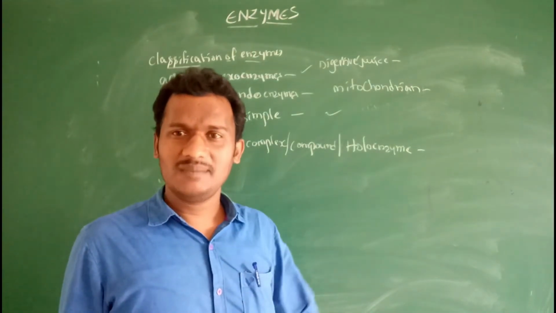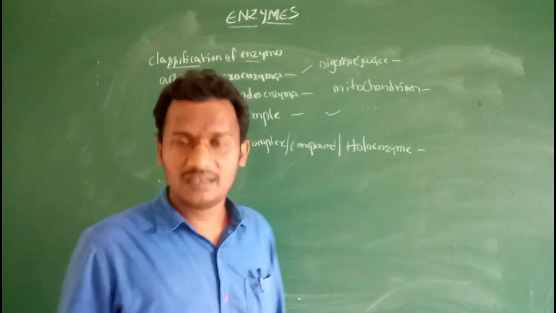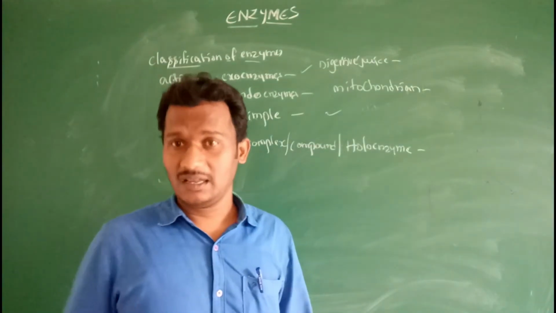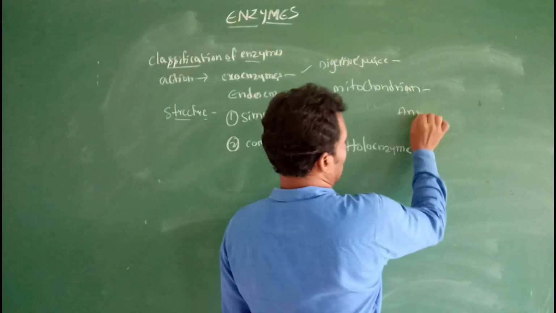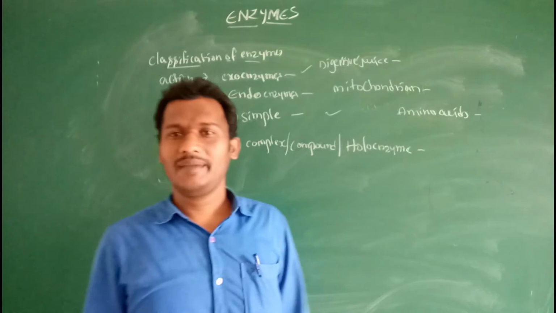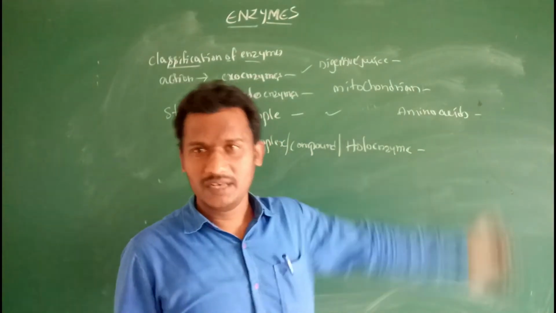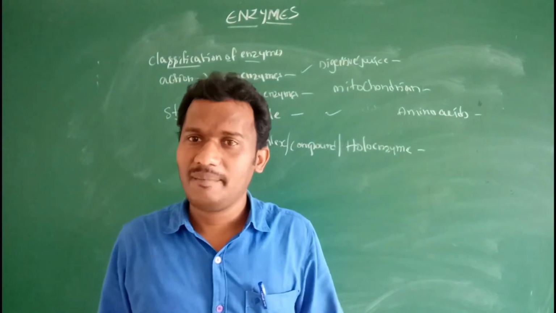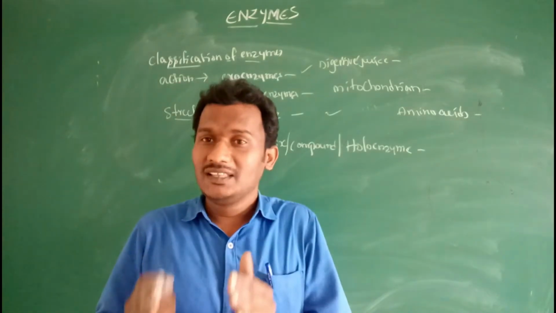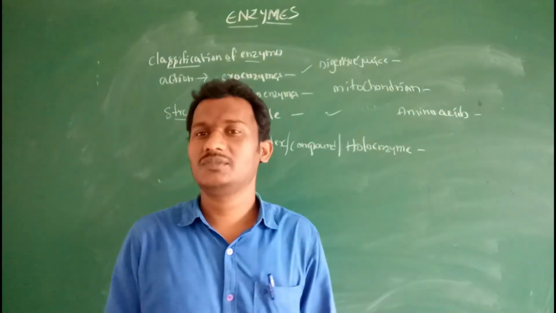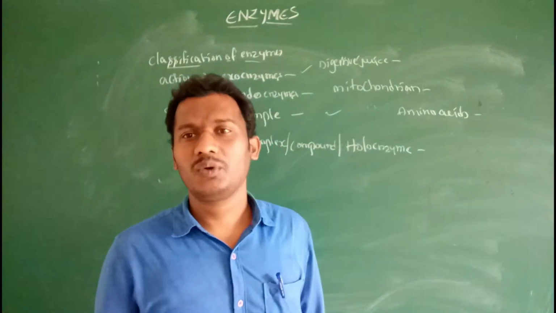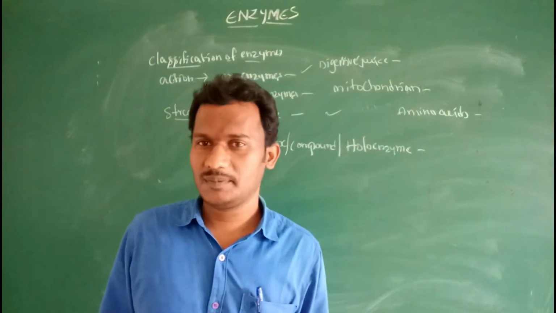In simple enzymes, only the proteinaceous part is present. The non-protein part is absent. Only the protein part is present, nothing but amino acids. These amino acids are the building blocks of proteins. Protein is nothing but a polymer of amino acids. By hydrolysis, these simple enzymes give only amino acids, because these are only proteinaceous enzymes. Only the protein part is present.